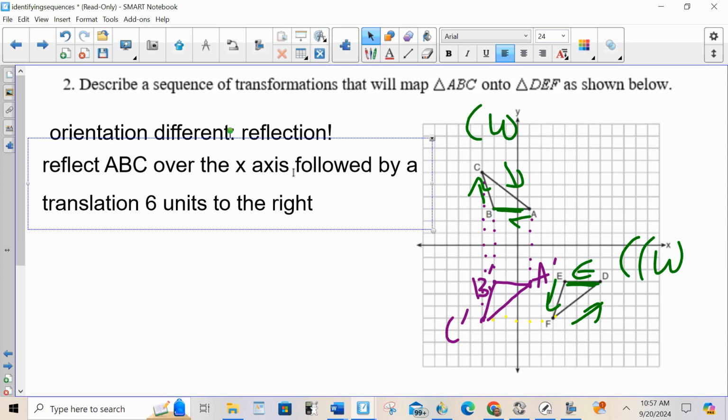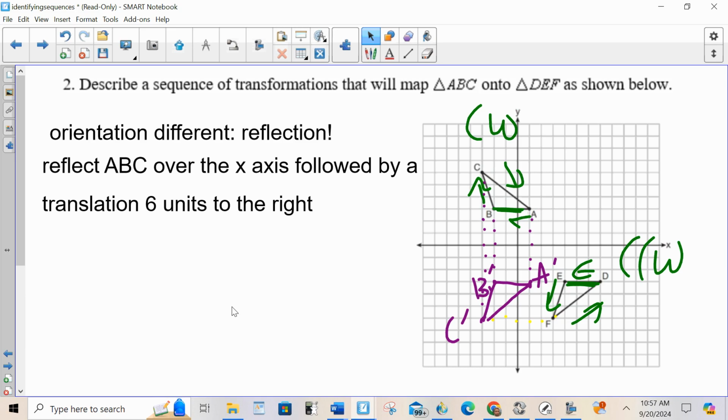And it could be two directions. It's not going to always be a translation in one direction. It just worked out. These two examples were one direction, but it could be like 6 right and 3 down. It doesn't necessarily have to be in one direction. It can be in two directions. Let's take a look at number 3.